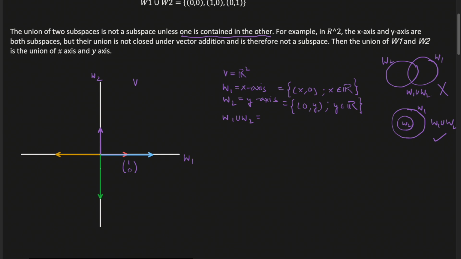This type of vector 0 comma y belongs to the subspace W2. So for example, this purple vector belongs to W2, this green vector belongs to W2. This purple vector is nothing but 0 comma 1, right? So we can see that all the vectors belonging to the subspace W1 lie on the x-axis and are of type x comma 0, and all the vectors belonging to the subspace W2 are lying on the y-axis and are of type 0 comma y.